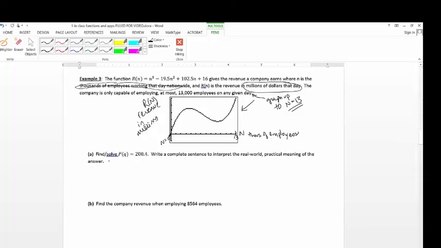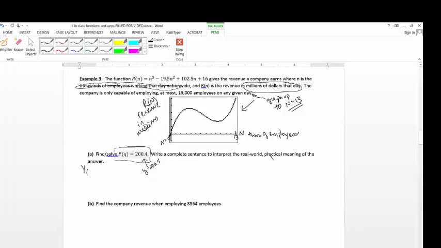It asks us in this problem to solve R of N equals 200.4. So the y value, the height, is 200.4. This is a problem I would expect you to solve graphically using technology. You're not going to do this with any sort of algebraic solving. We're going to use Excel to do this starting in the next class, but for now, you could do this using Calc Intersect on your calculator.